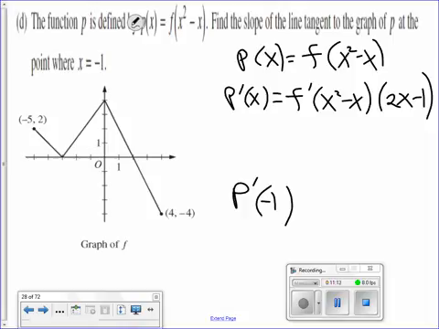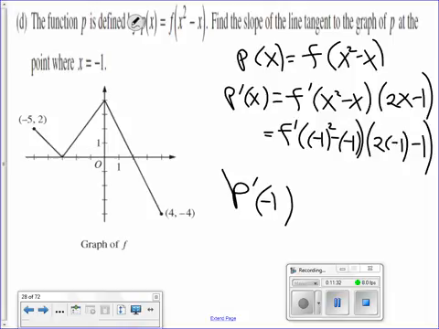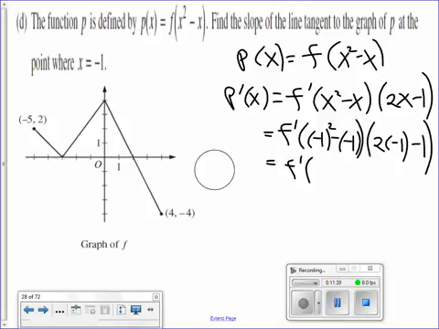Now everywhere we see an x, we'll put in a -1. So it'll be f prime of -1 squared minus -1. Maybe I better write it. -1 squared minus -1 times 2 times -1 minus 1. Okay. So first of all, what is -1 squared plus 1?